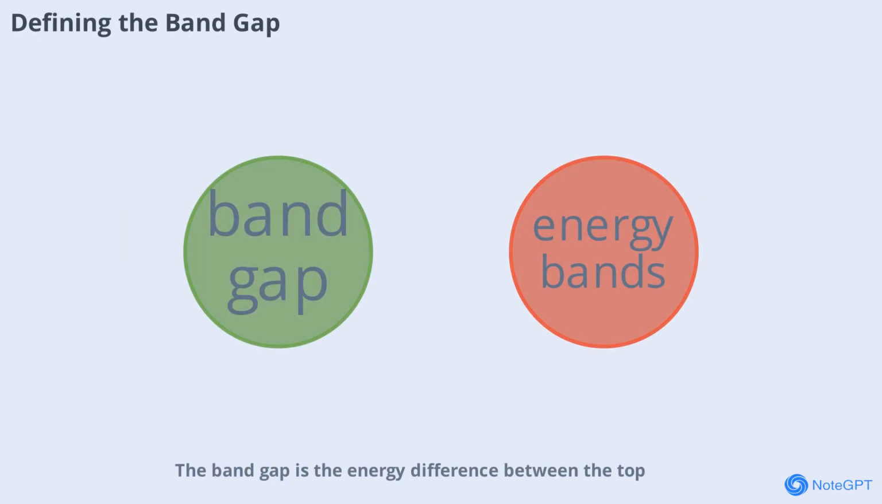Band gap is the energy difference between the top of the valence band and the bottom of the conduction band. Think of it as a forbidden zone where no electron states exist. For an electron to jump from the valence band to the conduction band, it must gain enough energy to cross this gap. The size of the band gap determines whether a material is a conductor, semiconductor, or insulator. In semiconductors, the band gap is just right, not too large, not too small, allowing for controlled conductivity.